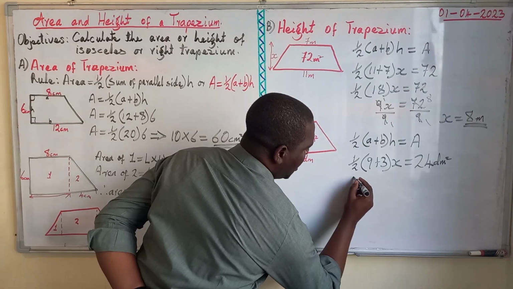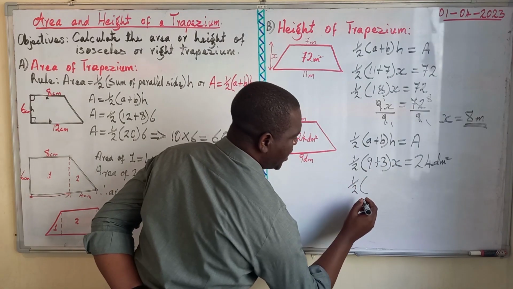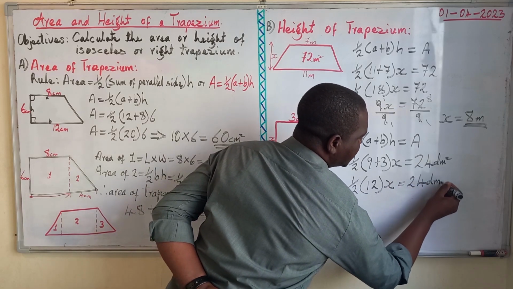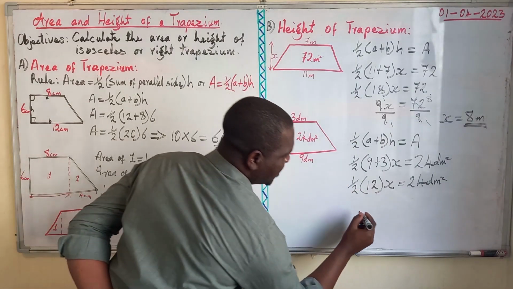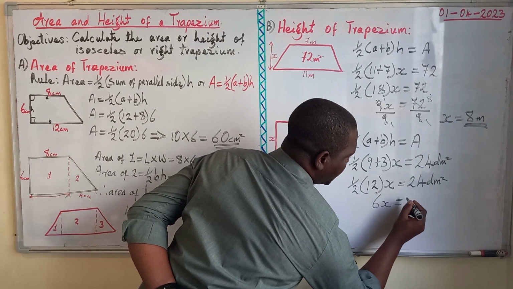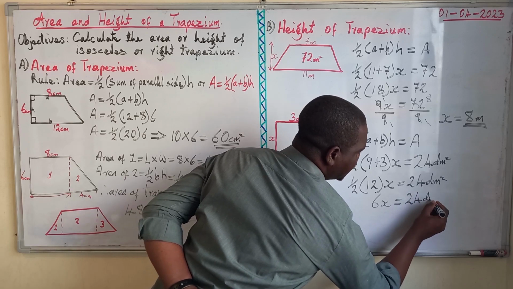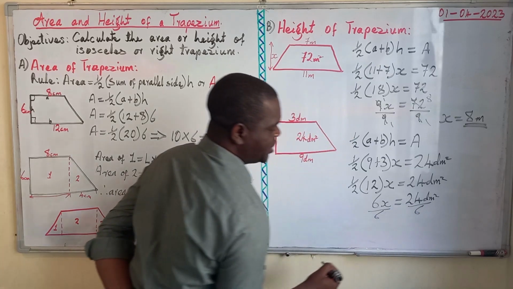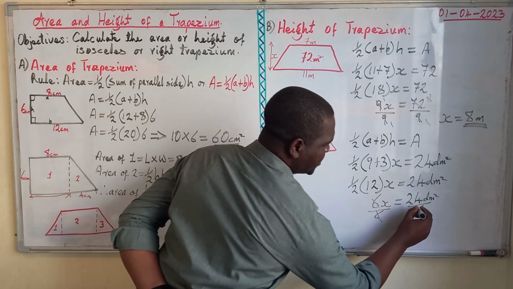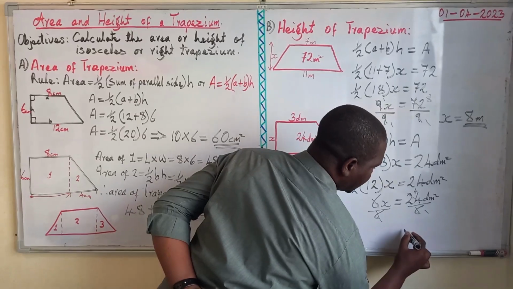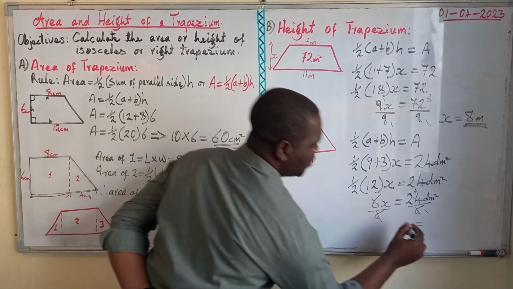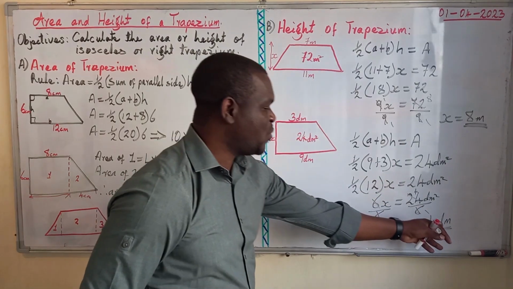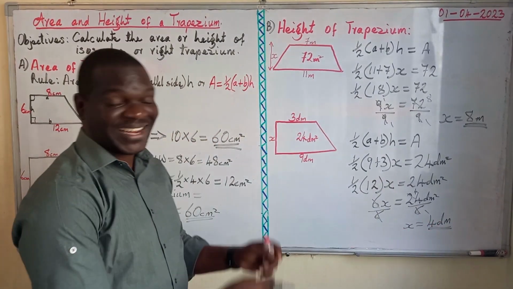We move further. Half into 3 plus 9 is 12. X is equal to 24 decimeters squared. Half of 12 is 6x, equal to 24 decimeters squared. And if you divide both sides by 6, as in a one-step equation, you're going to have this 6 gone away. 6 here 1, 6 here 4. And x, which is the height, will be equal to 4 decimeters. Do not be tempted to put squared here because we are just talking about height and not the area.